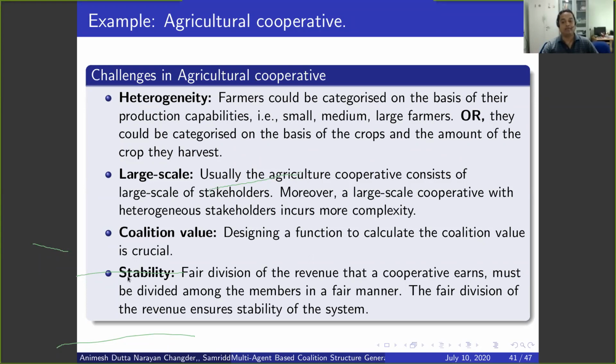Stability, fair division of the revenue. After the coalition structure generation is created, the product is produced, and the profit comes out of it, how will you distribute the profit among the agents such that everyone will be interested to work more in the next year? So the revenue that a cooperative earns must be divided among the members in a fair manner. The fair division of the revenue ensures stability of the system, because you want to run this system for the long run.